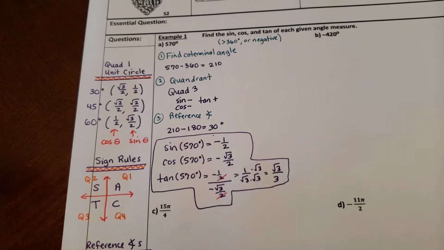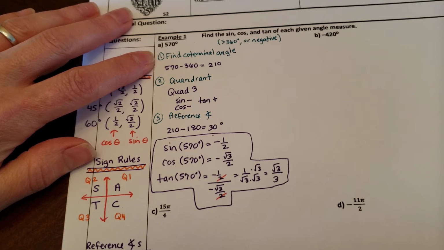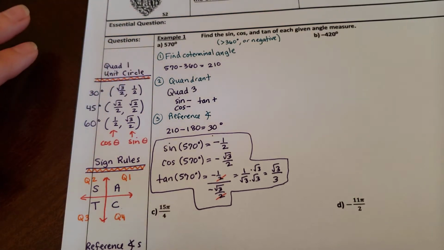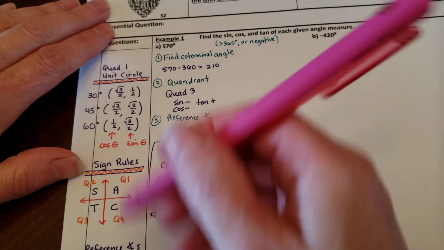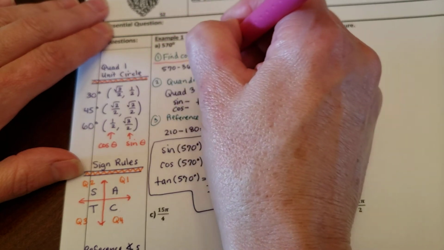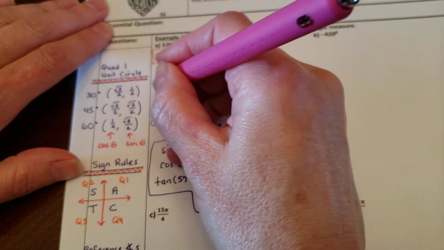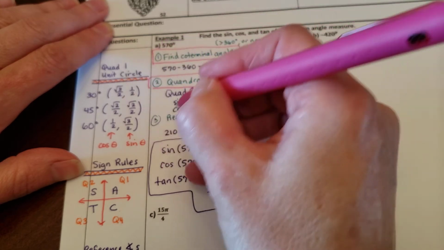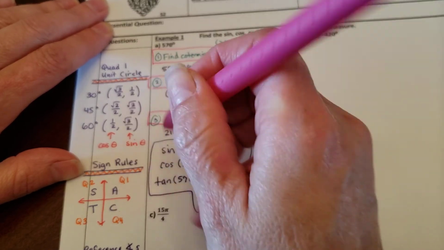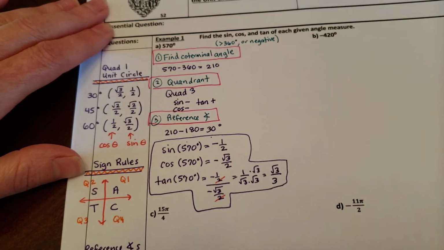So let's try that again. We're going to first find the coterminal angle. I forgot my highlighter. So this is kind of the steps that you take for each of these. If you follow through this, you should be fine. Okay, those are the 3 steps. When I number a 1 and a 2 and a 3, that's what I'm getting.